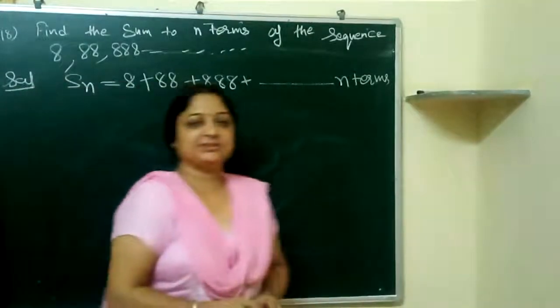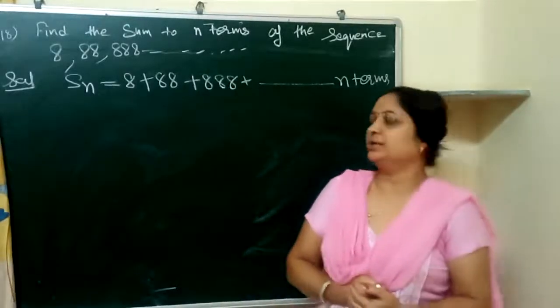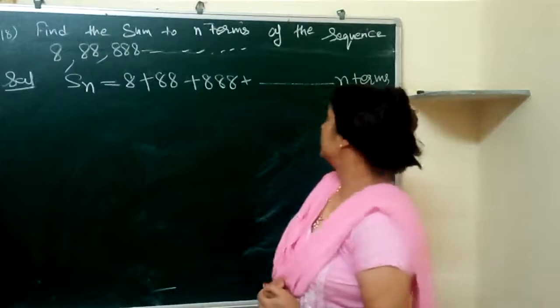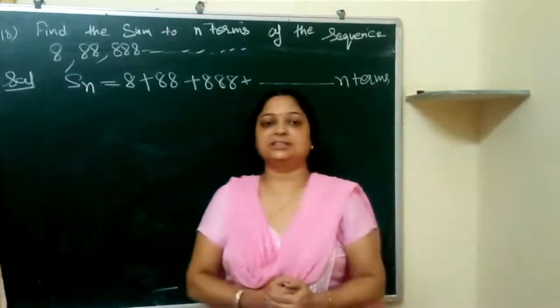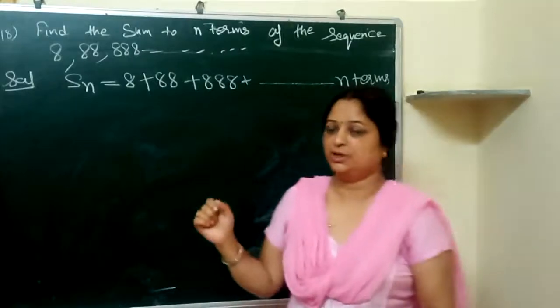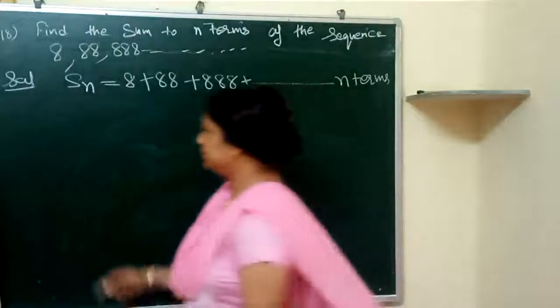Good morning, students. Today we will continue exercise 9.3, question number 18. Find the sum to n terms of the sequence 8, 88, 888, and so on. Now we have to find the sum of this sequence. So let us start the solution.